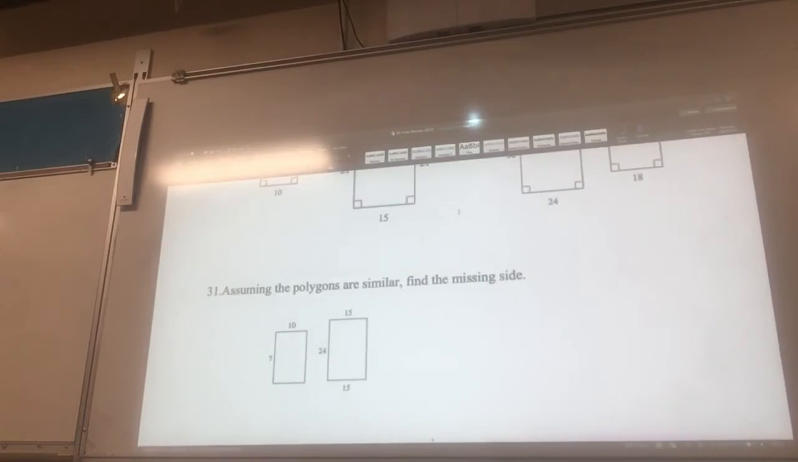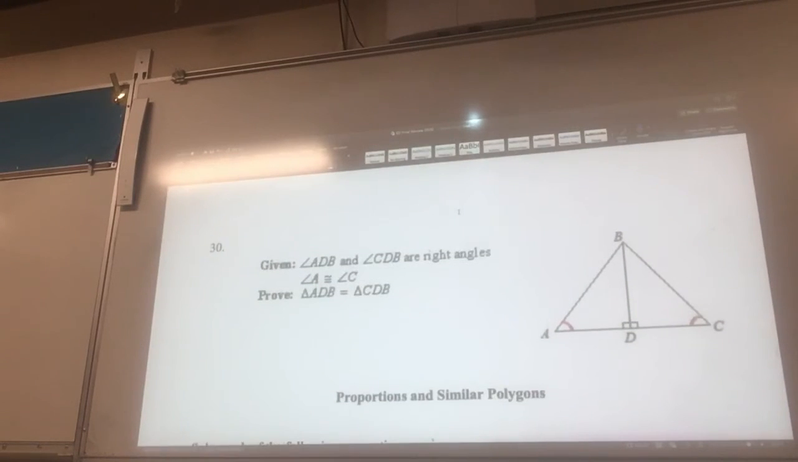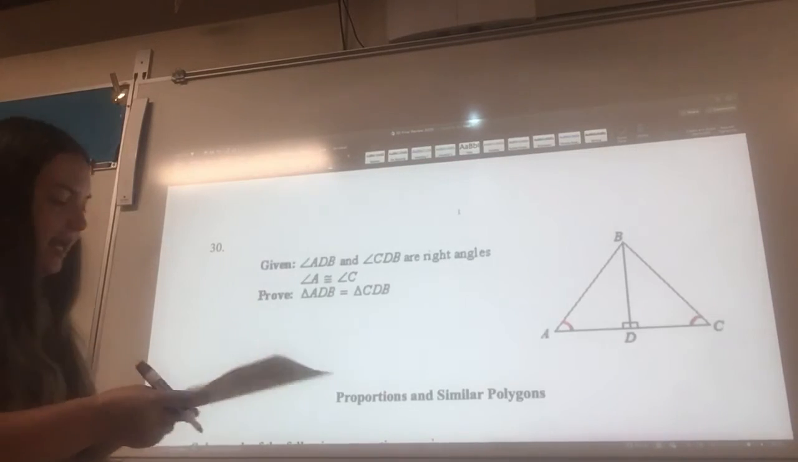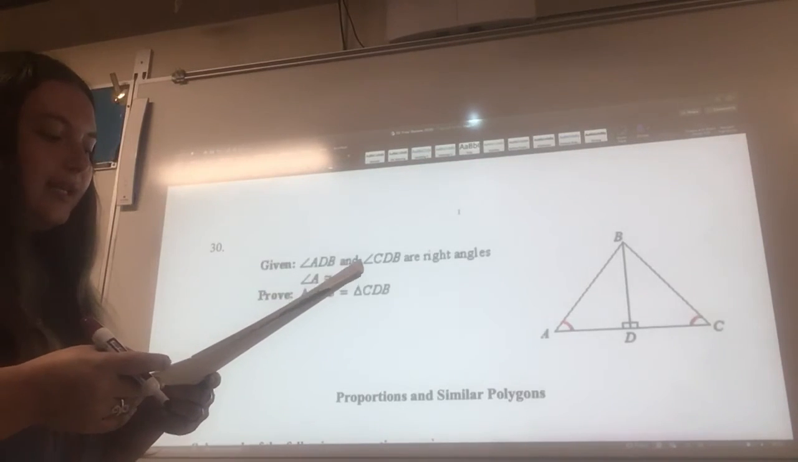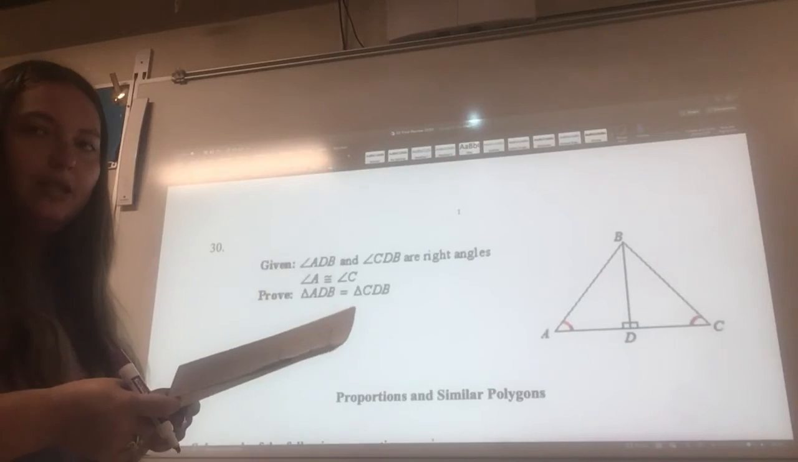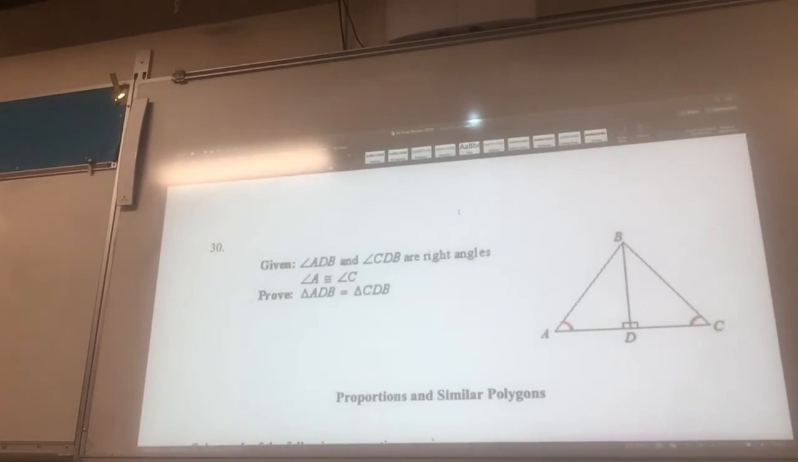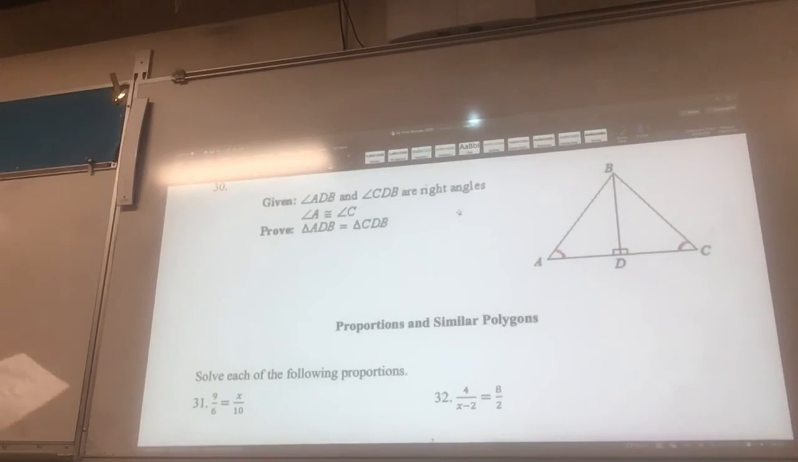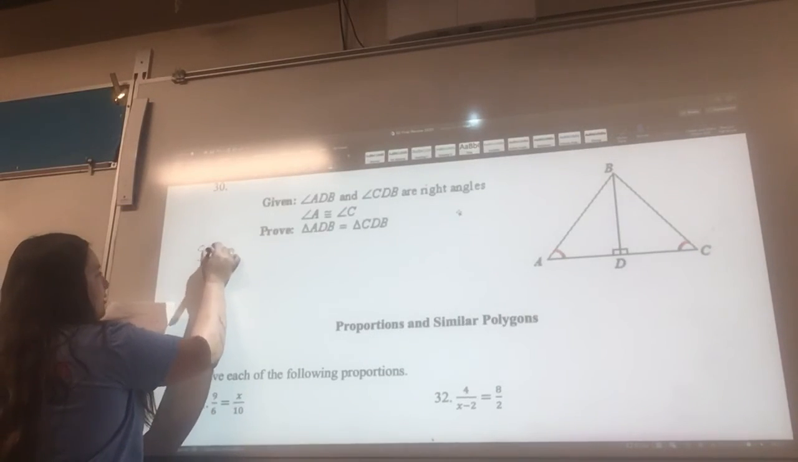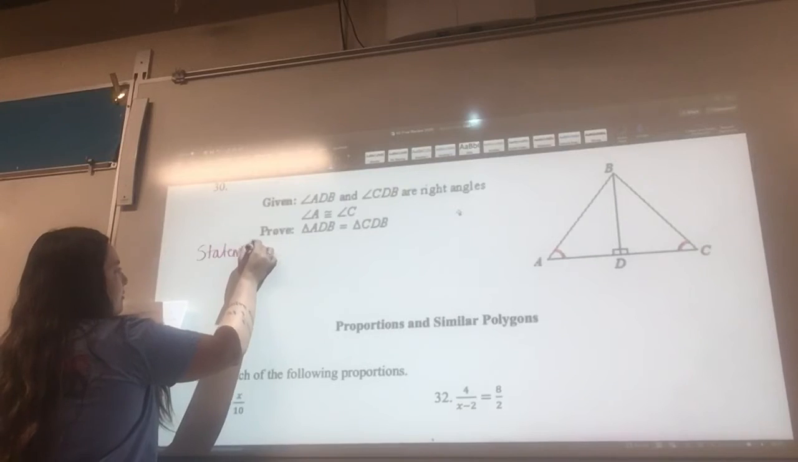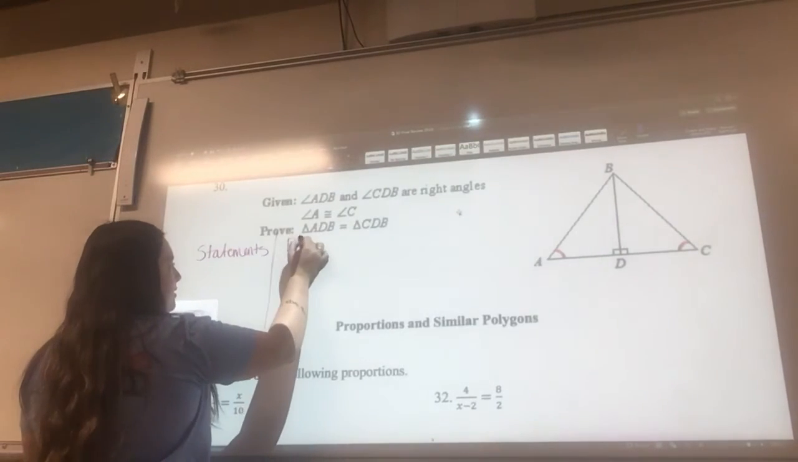Our next one we're looking at, I went right by it, is I'm helping you prove number 30. 29 is also a proof, but I give you the statements, you just have to give me the reasons. So we're going to do 30 together. Once again, we need to make our little chart that says statements and reasons.